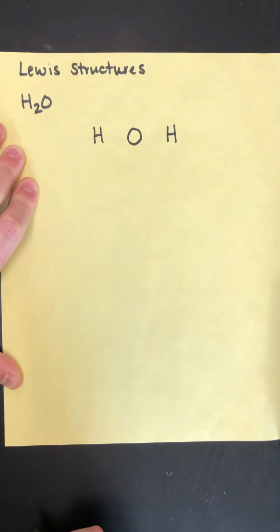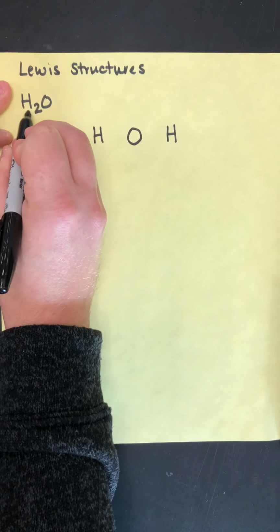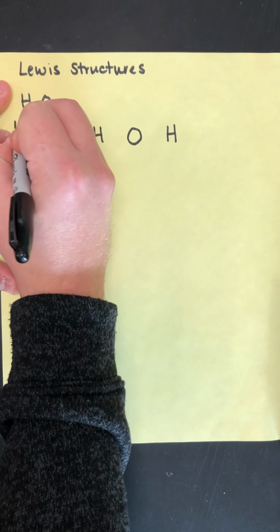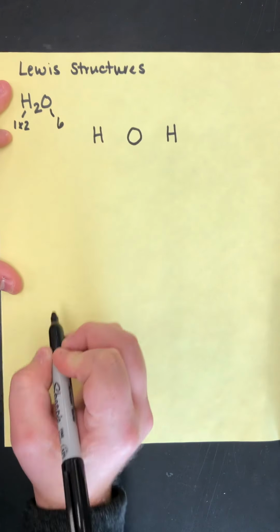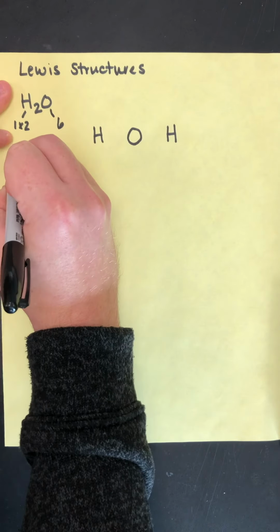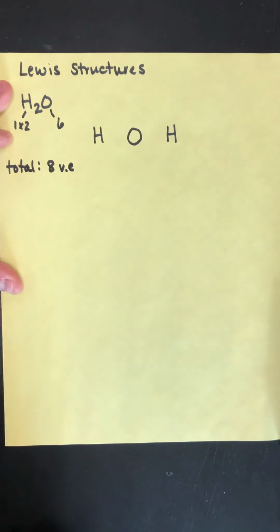I need to figure out how many total valence electrons I start with. So H is 1, but I have 2 of them. And then oxygen is in group 6A, so it has 6. So I start with 8 valence electrons.